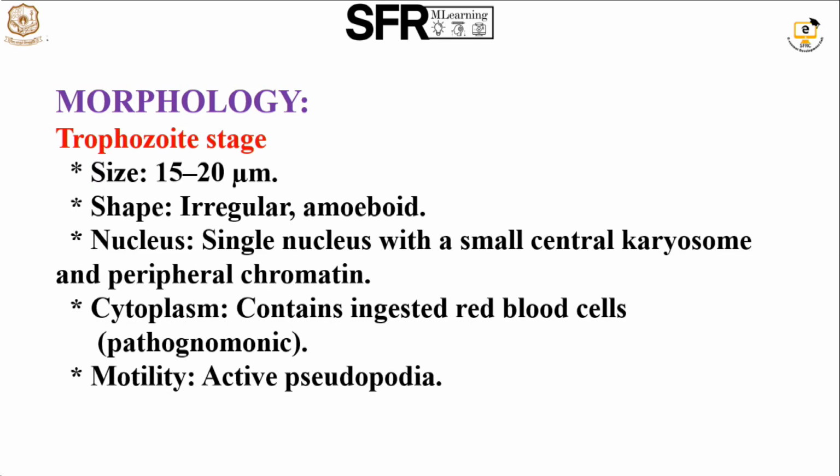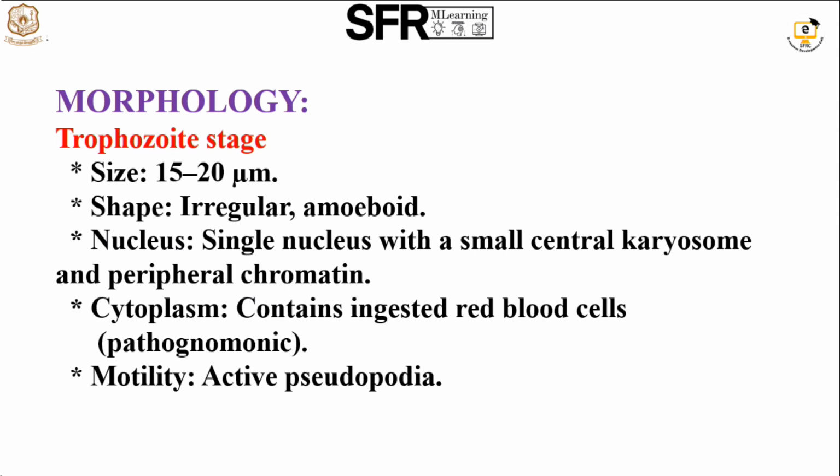So, Entamoeba histolytica is a pathogenic protozoan parasite that causes amoebiasis in humans. It primarily affects the large intestine, and its transmission occurs via the fecal-oral route through ingestion of cysts in contaminated food or water. It exists in two main forms: the infective cyst and the trophozoite.